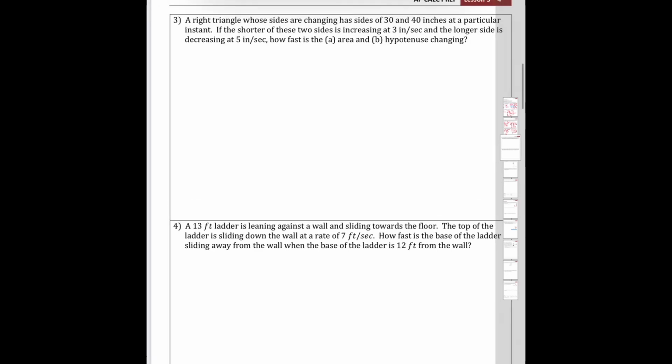It says a right triangle whose sides are changing has sides 30 and 40 inches at a particular instant. So again, I don't know if you noticed it, it said a right triangle, and the sides are 30, 40. I just talked to you about the Pythagorean triples. If this is 30, 40, do we agree that this would be 50? Let's again call this x, this is my y, and that would be my z.